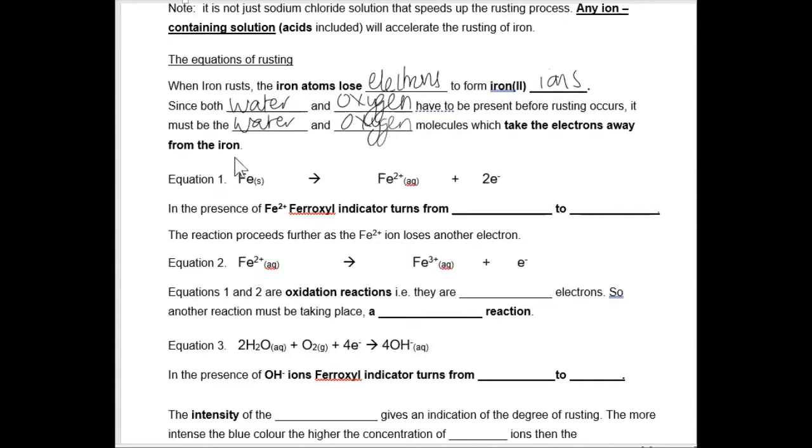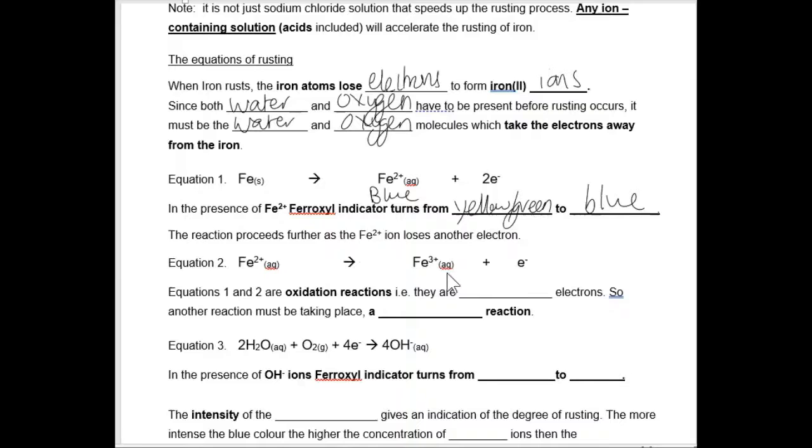So equation 1, well, we've started off with Fe, that's your iron, fresh iron, and it changes into Fe2+. Well, ferroxyl turns blue in the presence of Fe2+. So I'm going to put blue under there, and I advise you to do the same to jog your memory. In the presence of Fe2+, the indicator turns from yellow-green to blue. It's more yellow with a wee tint of green, and then it turns blue. Fe2+ changes into Fe3+ plus electrons.